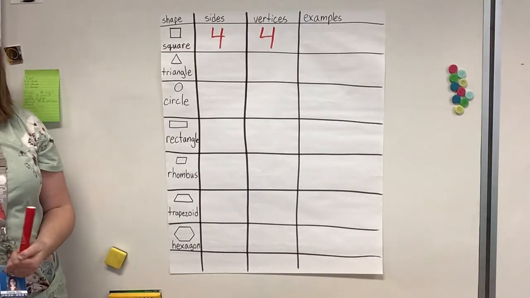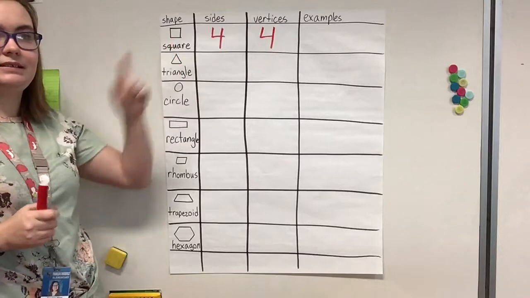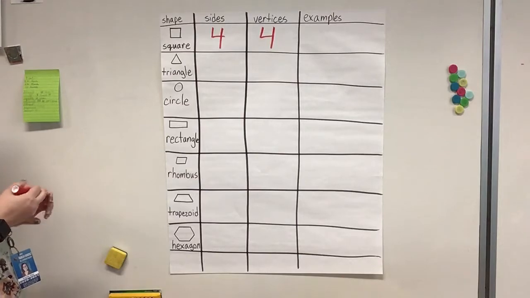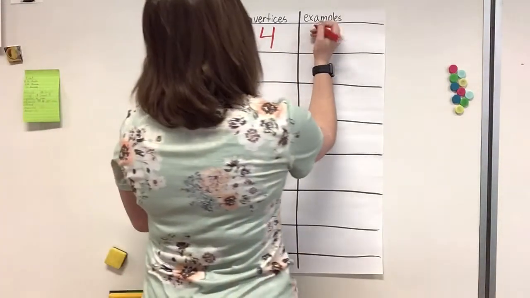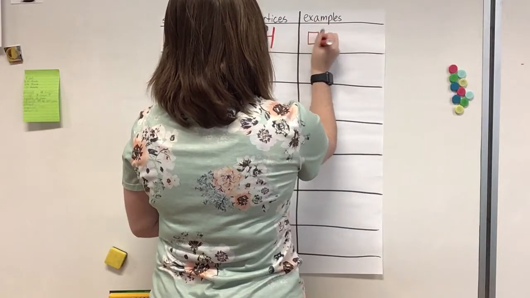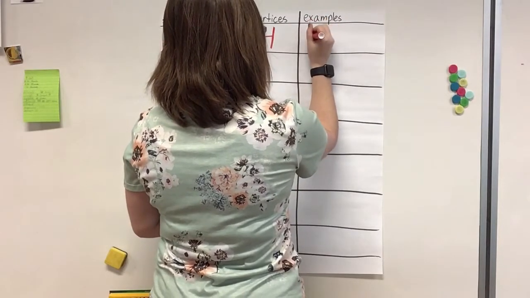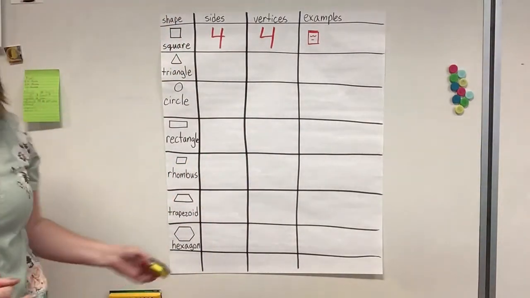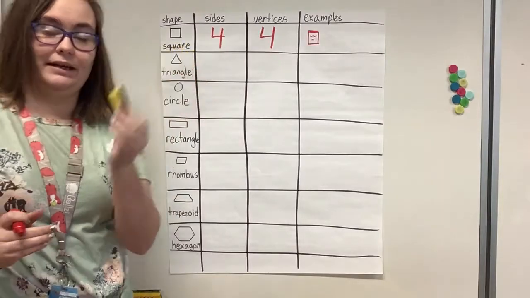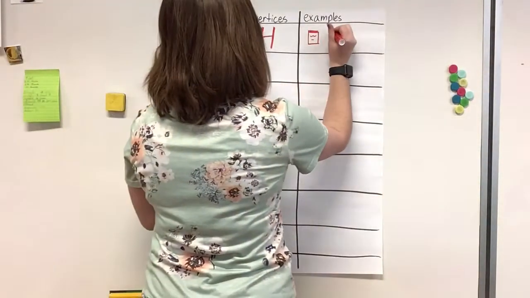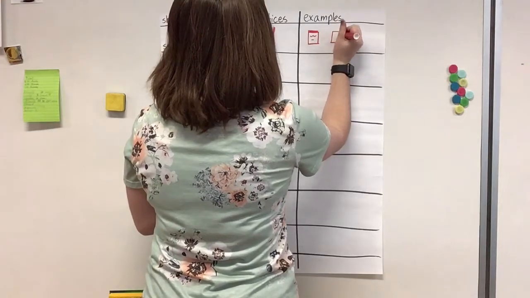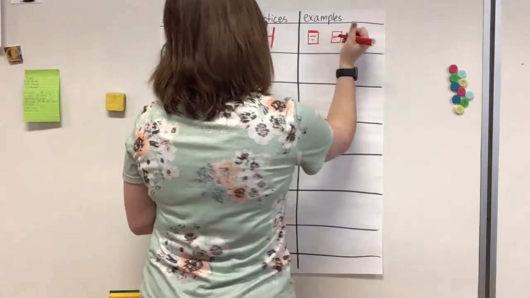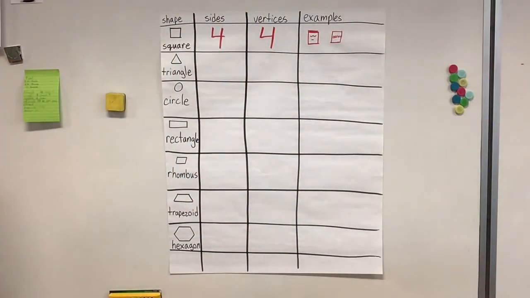Can you think of some examples of a square? What are some things that you see every day that might look like a square? Maybe you see a book that looks like a square. So we'll draw a book. So there's our book that looks like a square. Mrs. Me has some erasers that look like squares. So I'm going to draw an eraser on there too. Those are just a couple things that look like squares. There we go.